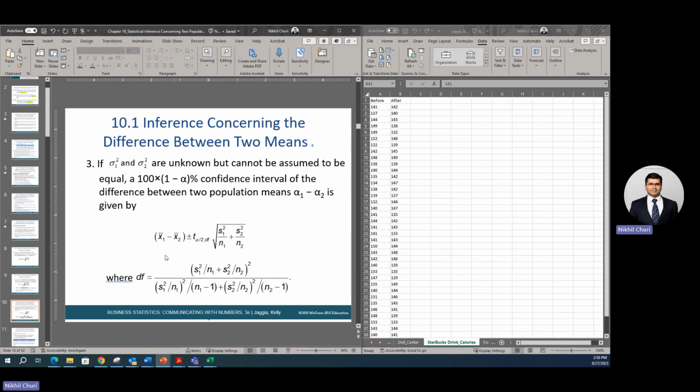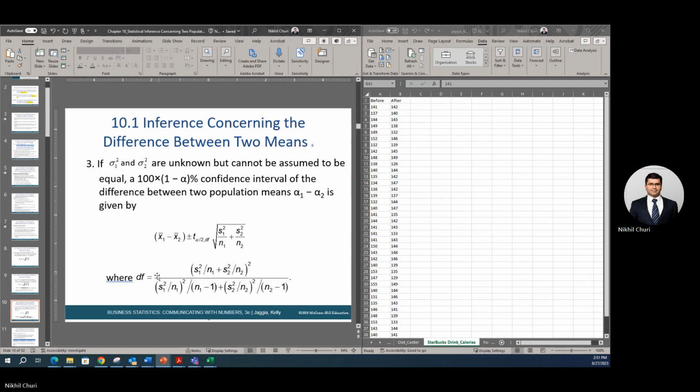One more difference here for the third scenario is that there is a different formula for d of f, the degrees of freedom, which looks complicated, but again, each and every entity over here can be calculated. So s1 square coming from this, n1 is 40, s2 square coming from this, n2 is 40, and just plugging in these numbers. This formula looks complicated.